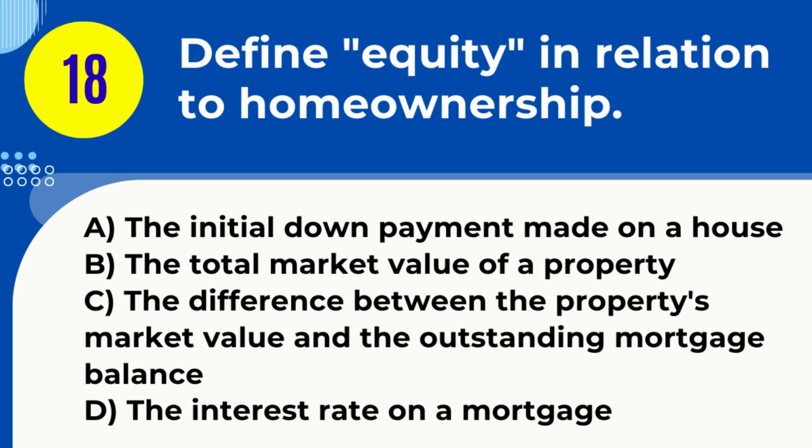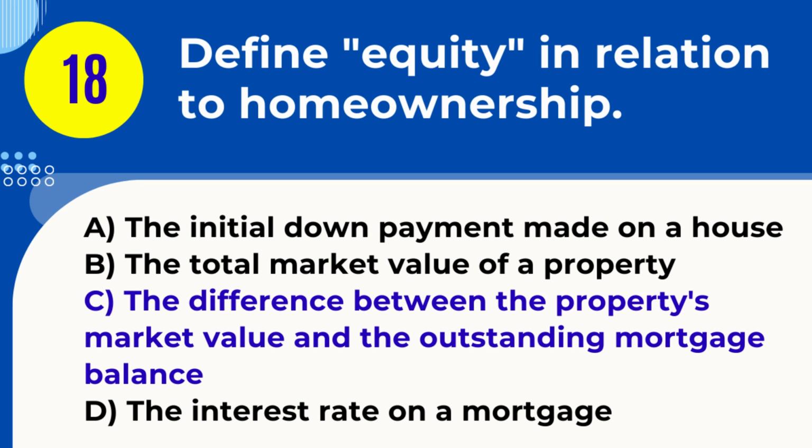Question 18. Define equity in relation to homeownership. A. The initial down payment made on a house. B. The total market value of a property. C. The difference between the property's market value and the outstanding mortgage balance. D. The interest rate on a mortgage.